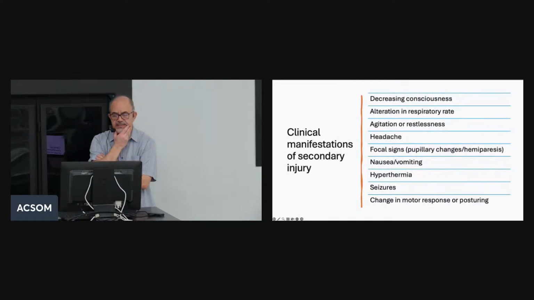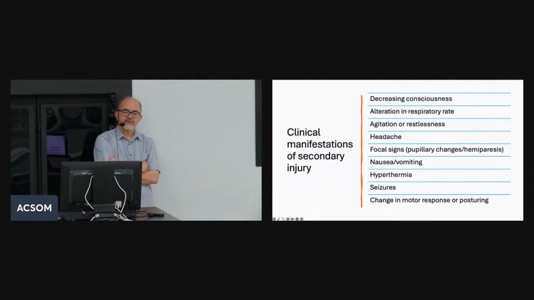These are the signs of secondary insult to the brain. Someone who initially wasn't altered, now the consciousness is changing. They are becoming altered. Their respiration pattern changes. They become agitated or restless. Remember, agitation is always a bad sign. It means the brain is either hypoxic or hypoperfused. We have to take agitation and restlessness very seriously.